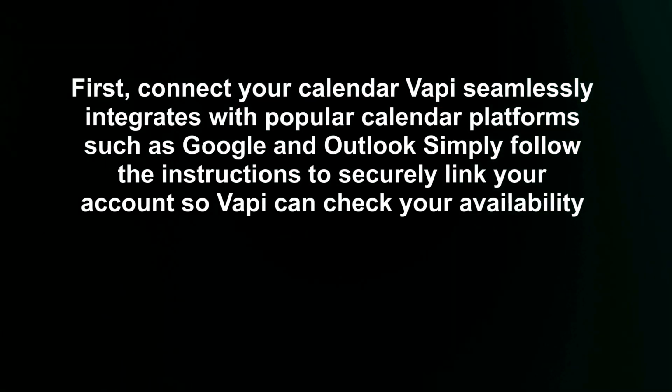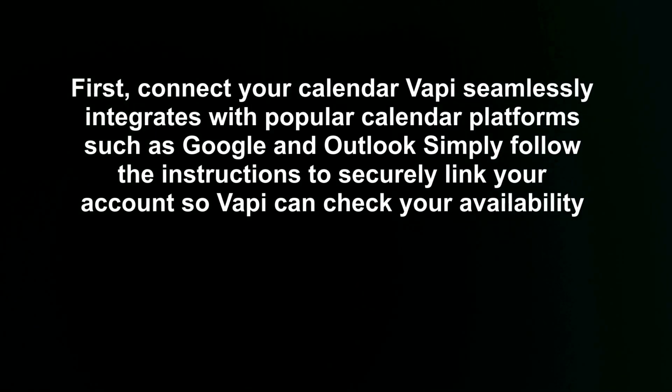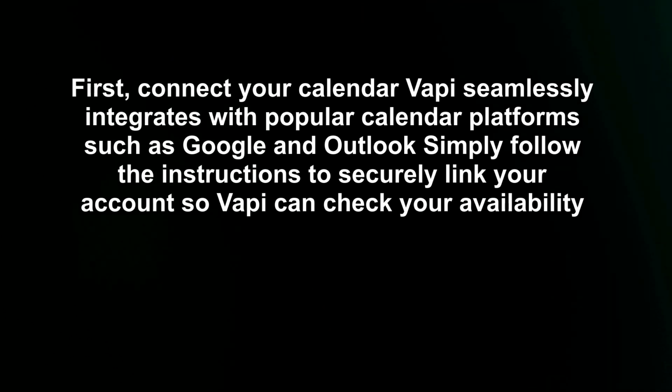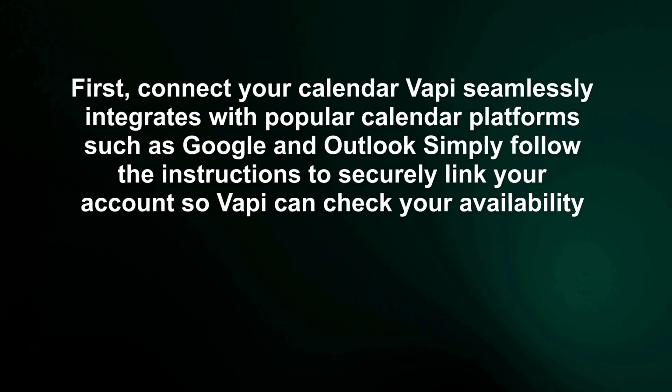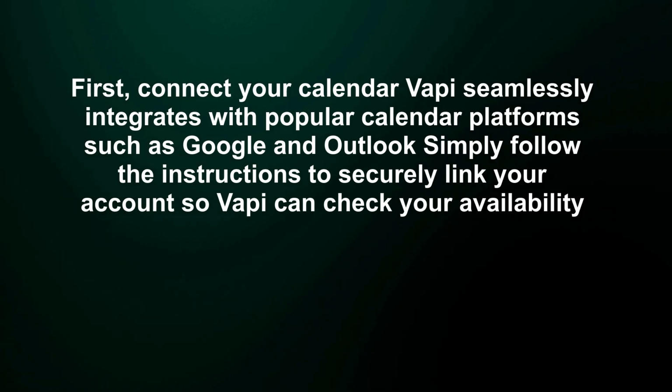First, connect your calendar. Vapi seamlessly integrates with popular calendar platforms such as Google and Outlook. Simply follow the instructions to securely link your account so Vapi can check your availability.